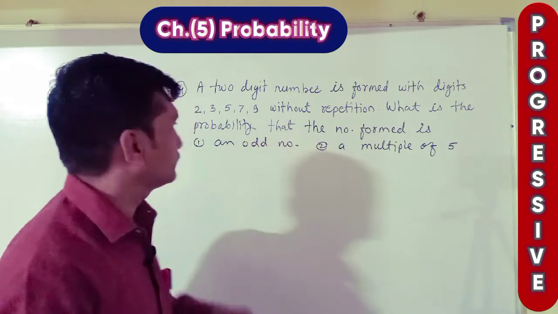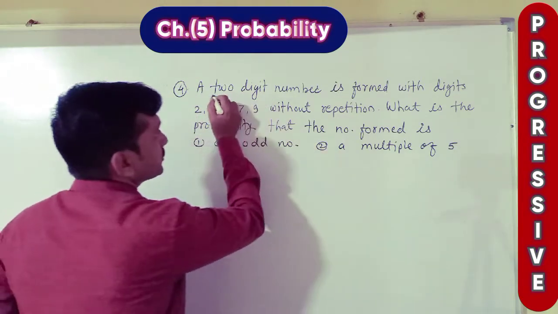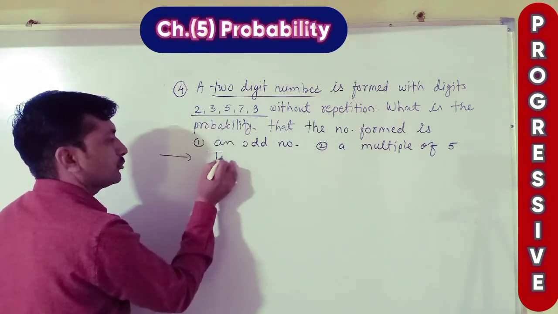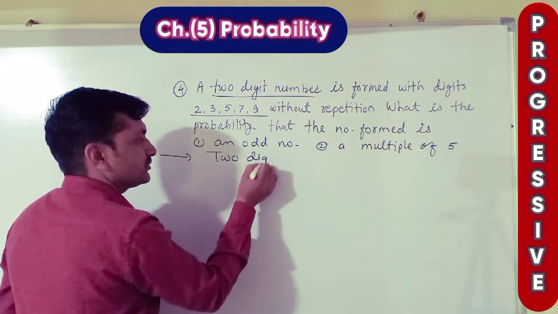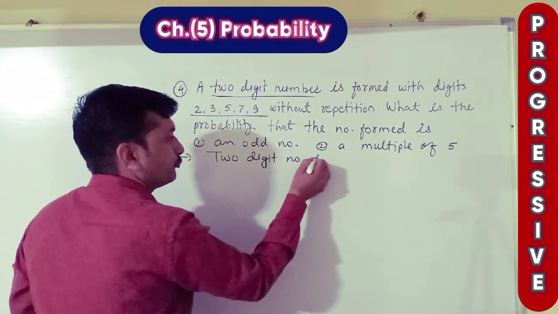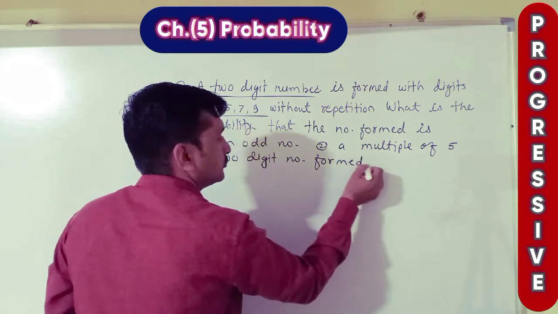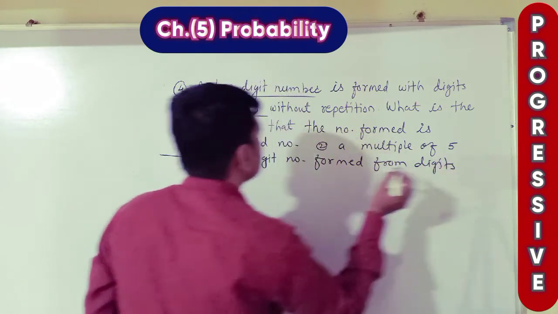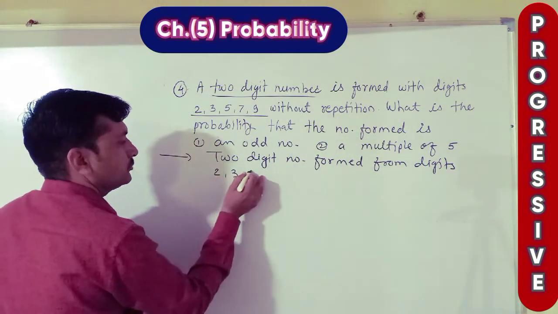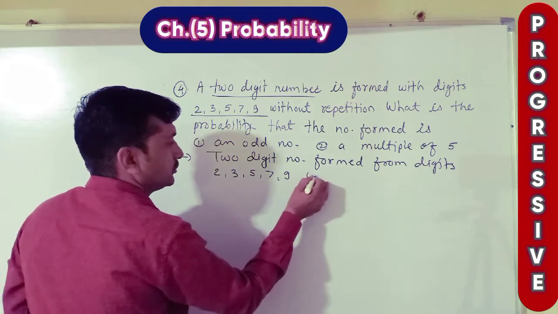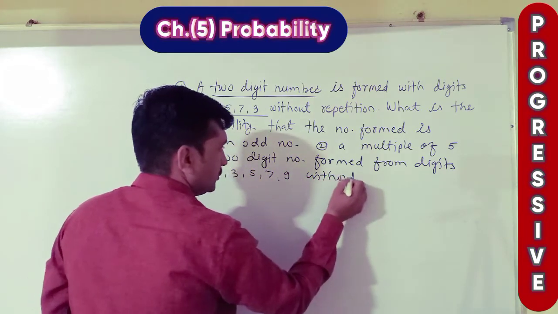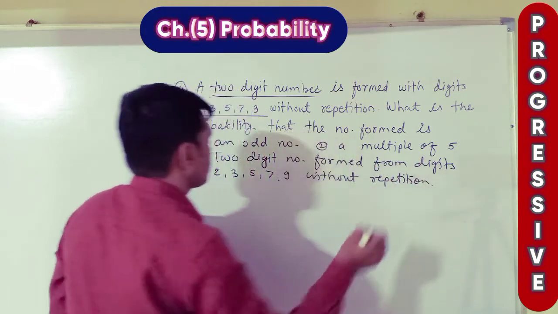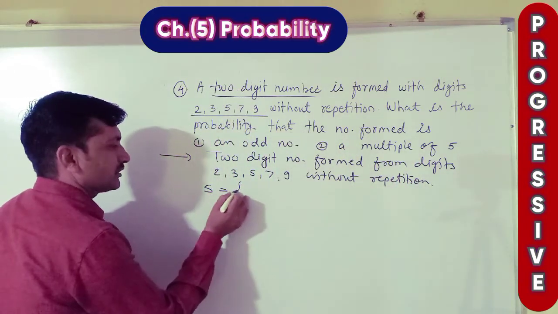Example number 4. A 2-digit number is to be formed with these digits. Now here we have to form a 2-digit number formed from digits 2, 3, 5, 7, 9 without repetition. Therefore S is equal to, in curly bracket.